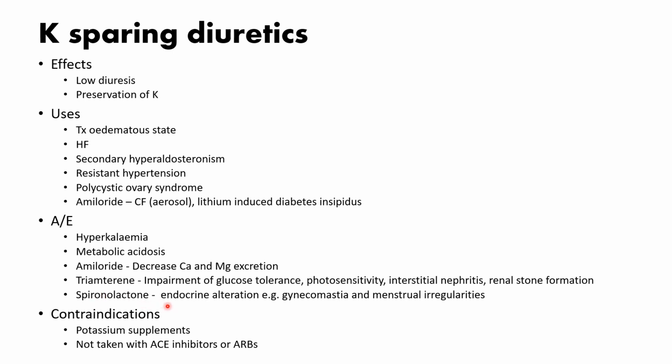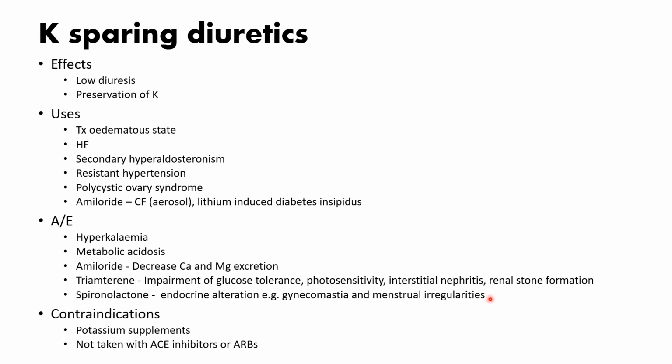For spironolactone, adverse effects may include endocrine alterations, for example, gynecomastia in males and menstrual irregularities in females. I think eplerenone, which is the other potassium-sparing diuretic, has less affinity for gonadotropin hormones, so with that you might not get these side effects so much.